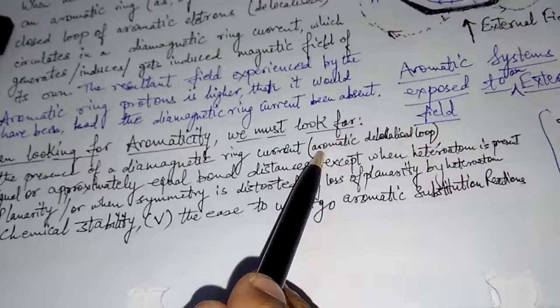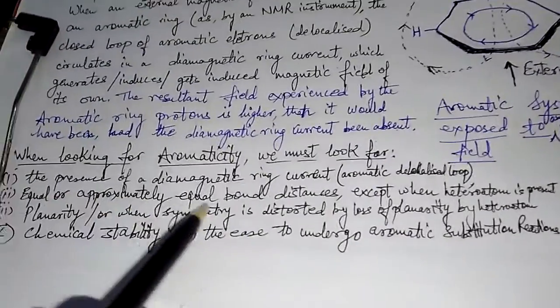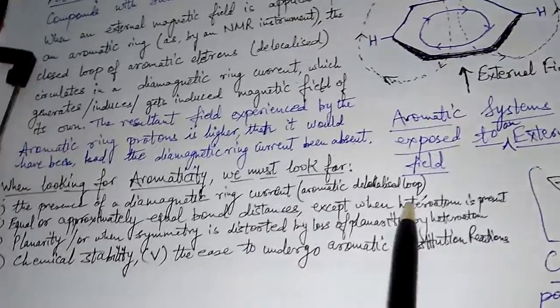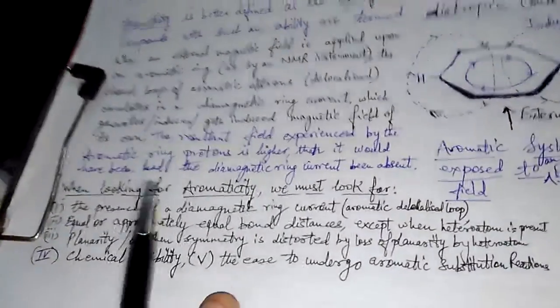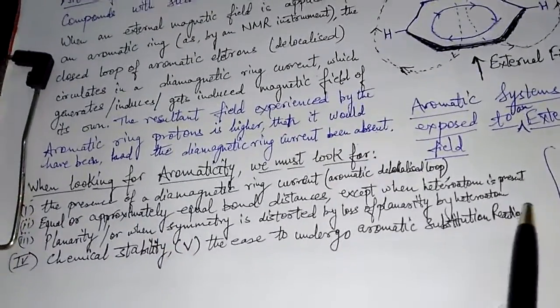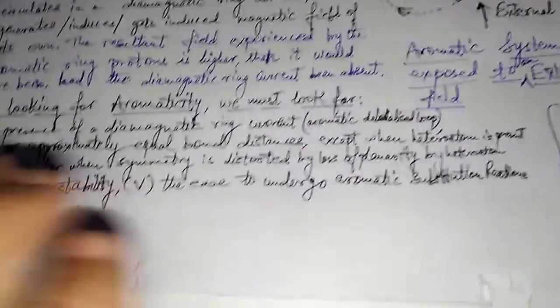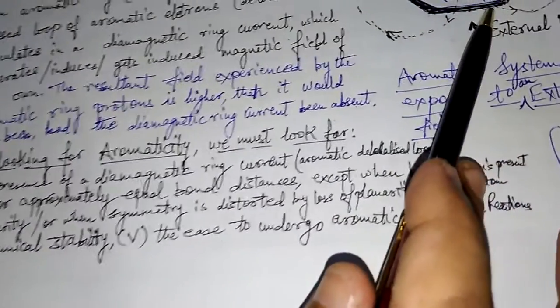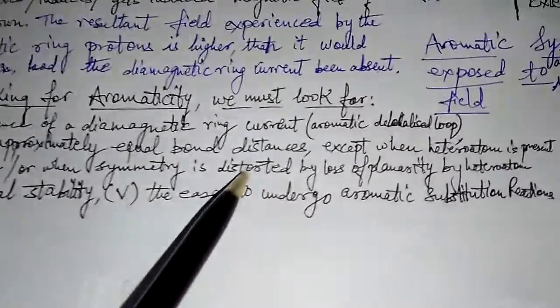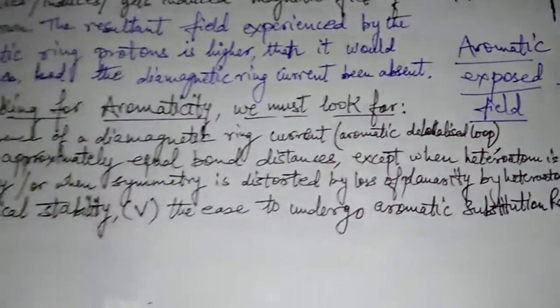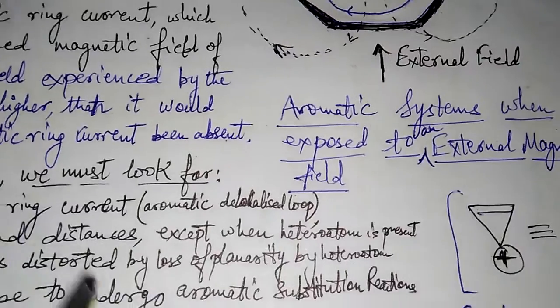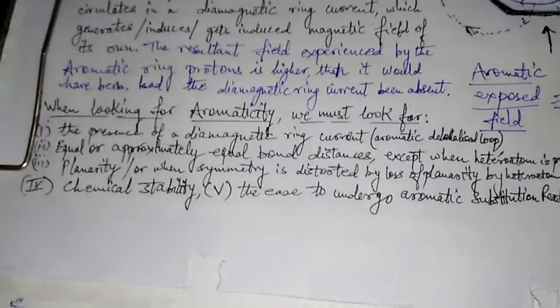The presence of a diamagnetic ring current or the aromatic delocalized loop, equal or approximately equal bond distances, except when a heteroatom is present in the ring, because when the heteroatom is introduced, the bond distances will obviously change. The carbon-carbon bonds will transform, at least two bonds will transform into carbon-nitrogen or carbon-oxygen, depending upon the heteroatom which is introduced. Now, planarity of the molecule, because aromatic compounds ideally are totally planar in nature. When a heteroatom is introduced, the symmetry of the molecule is distorted to some or a large extent. The more the distortion in symmetry, the lesser will be the aromaticity; the degree of aromaticity will reduce as the distortion in symmetry rises.